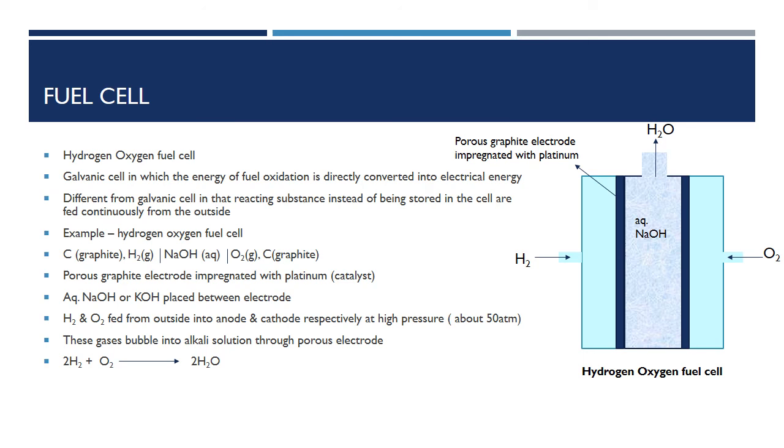It consists of porous graphite electrodes impregnated with a platinum catalyst. An aqueous solution of NaOH or KOH is placed between the electrodes. The hydrogen and oxygen are fed into the anode and cathode respectively at high pressure, around 550 atmospheric pressure. The gas bubbles into the alkali solution through the porous electrode and a reaction takes place wherein 2 molecules of hydrogen react with 1 molecule of oxygen to form water. The energy so released is converted into electrical energy.